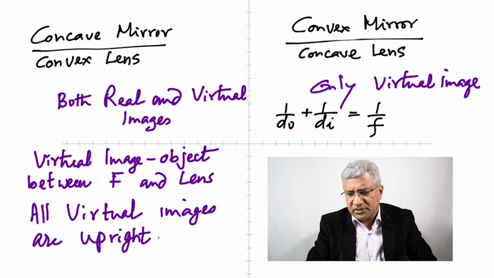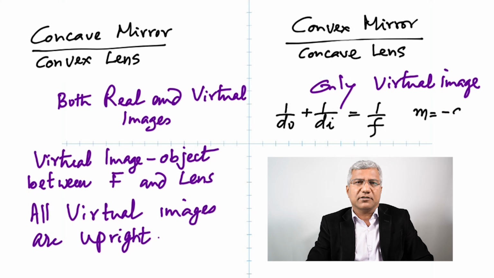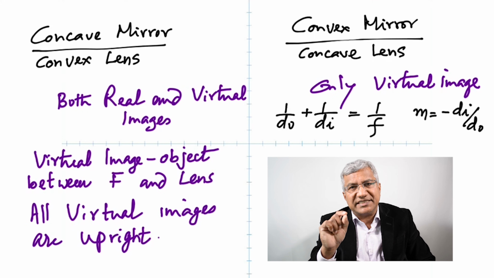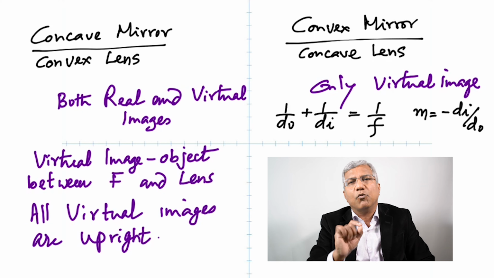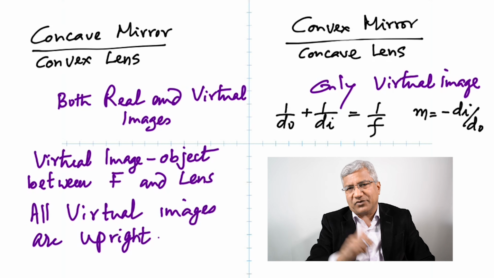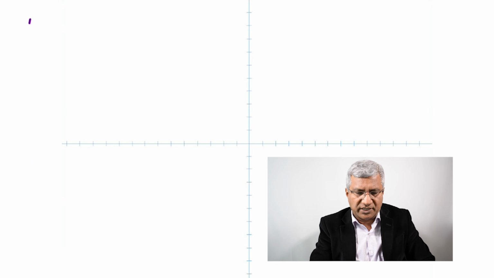Just remember. There's also a formula for magnification. That formula has a negative in it. M is negative di by do. What does the negative sign show? It shows that the image is inverted. That's what the negative sign shows there.